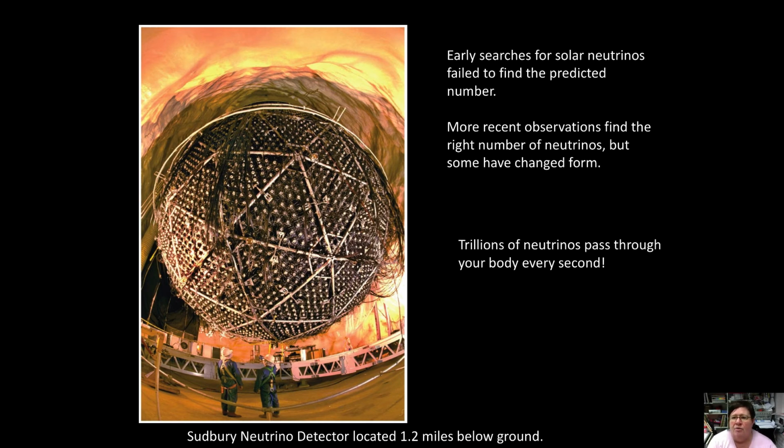And the most recent observations of neutrinos have found the predicted number, although some have changed form. There are 3 types of neutrinos. You don't really need to know that, but we expect a certain type from the sun, and then they change form as they get here. It's really interesting, but it is definitely a verification that nuclear fusion is what powers the sun.